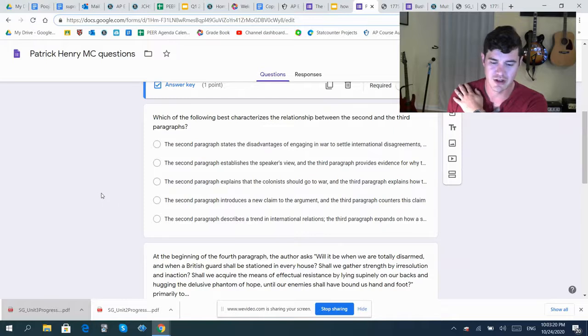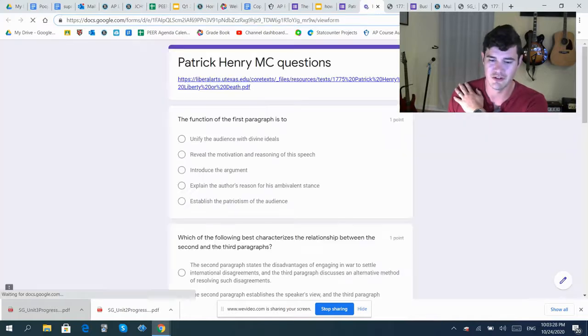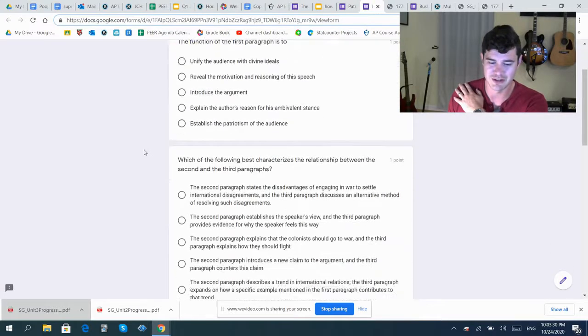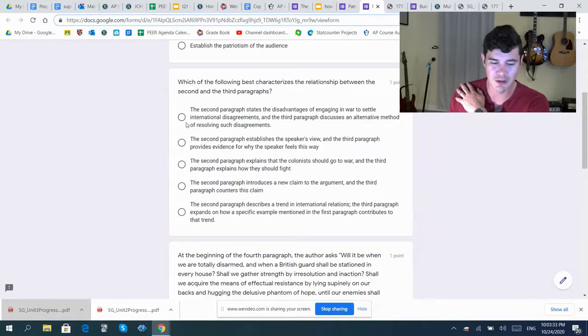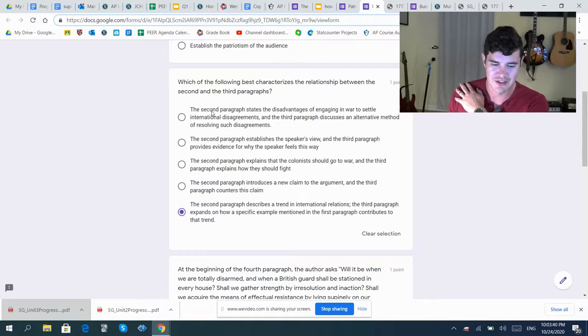Which of the following best characterizes the relationship between the second and the third paragraph? Now, here's something that makes these questions so annoying. They didn't offer AP Lang when I was in high school, but I can imagine being a student and hating these types of questions, because look at how much you have to read in order to start to figure out what the correct answer is. The second paragraph states the disadvantages of engaging in a war. So the third paragraph discusses an alternative method of resolving such disagreements. That's why having a clear understanding of what the paragraphs are about will make this process easier for you before you even get to it.